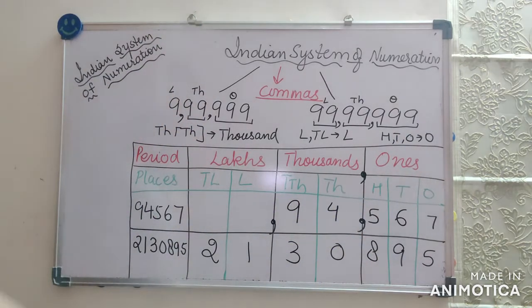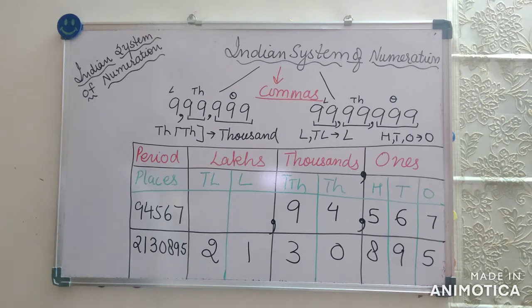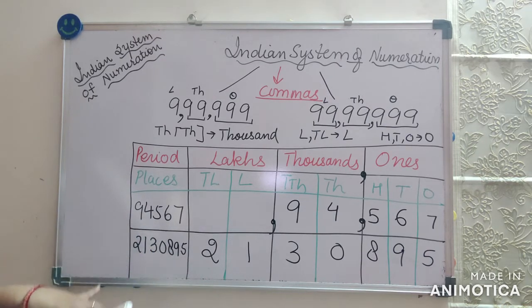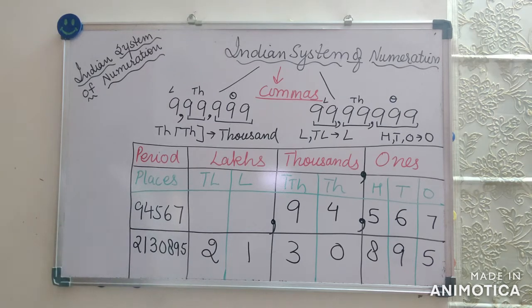If I ask you what is the place of 6, you will say the place of 6 is tens, right? And what is the period? The period is ones, because ones, tens and hundreds come in the ones period. So from this place value chart, you can easily tell the place value and the period of the number.